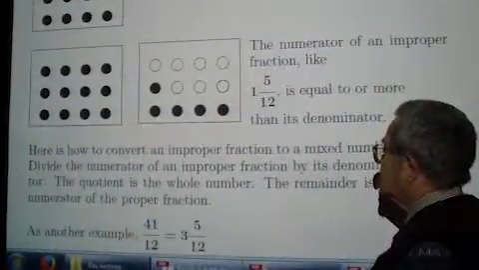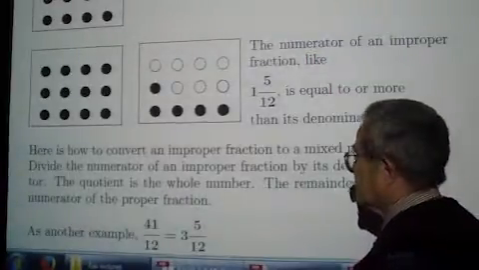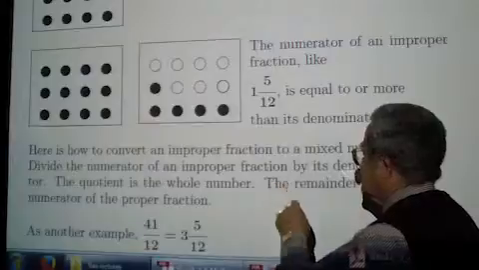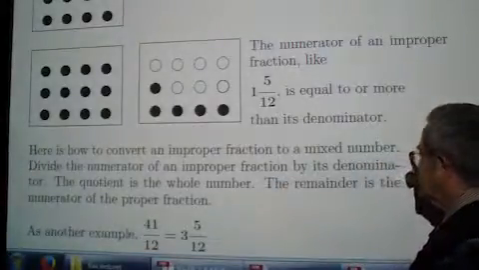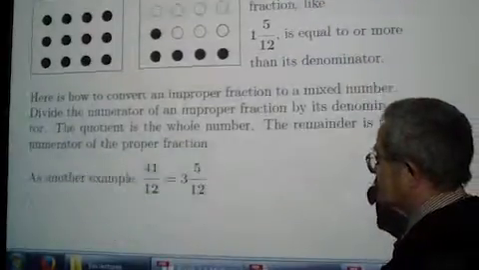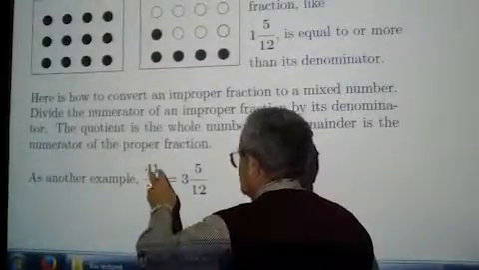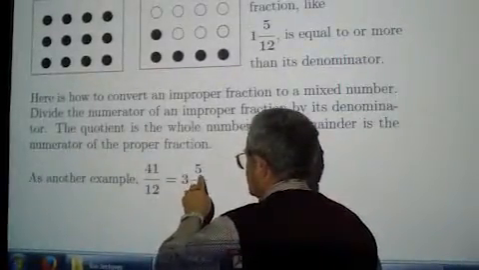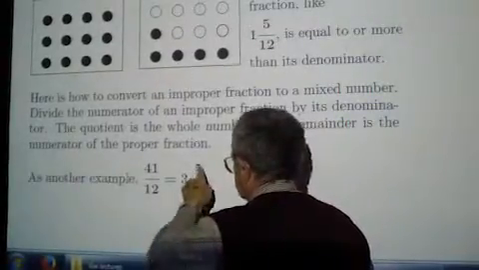Here is how we convert an improper fraction to a mixed number. Divide the numerator of an improper fraction by its denominator. The quotient is a whole number. The remainder is the numerator of the proper fraction. Divide 41 by 12. 12 goes into 41 3 times. We have a remainder of 5. 3 and 5 over 12. Can you reduce this? No.